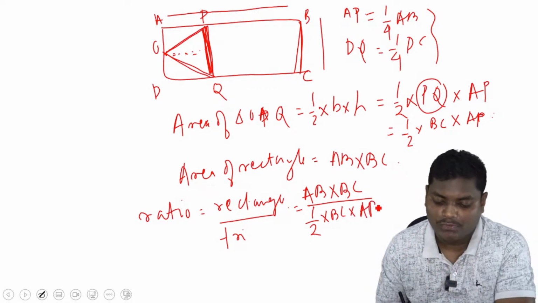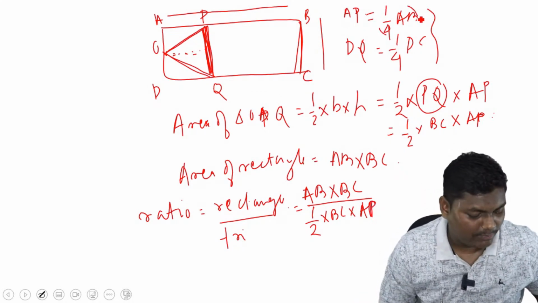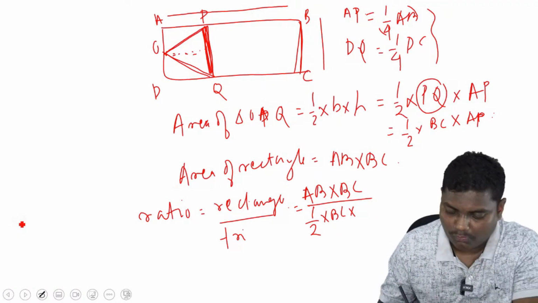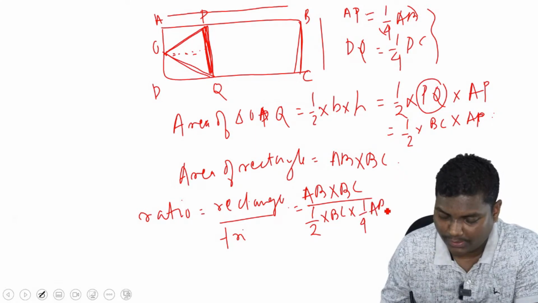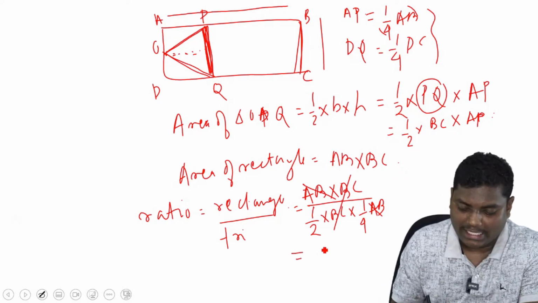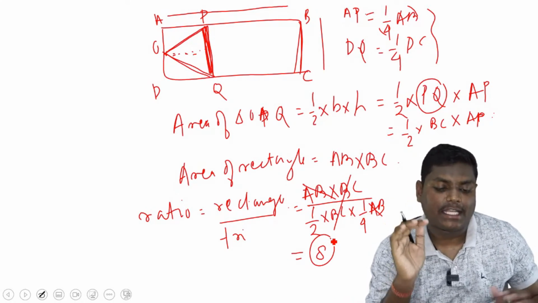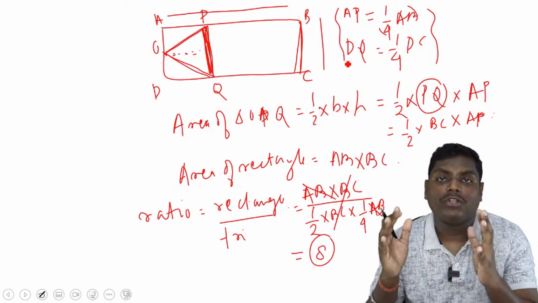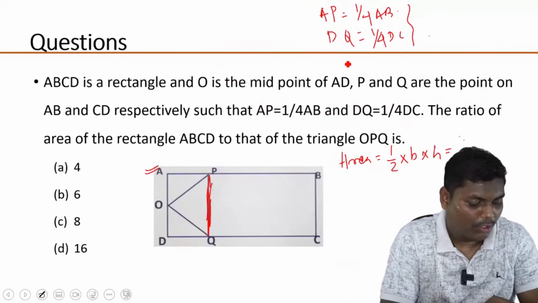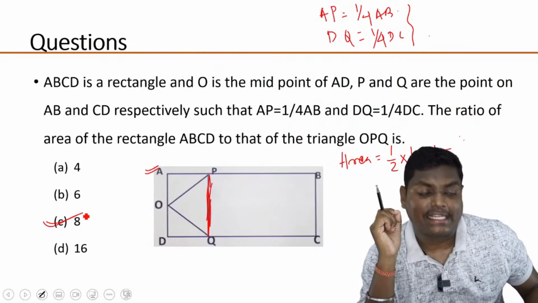But what do we know about AP? We know AP is 1/4 of AB. So in place of AP, we can just write 1/4 of AB. So from this BC will cancel out, AB will cancel out. So it is basically 8 times. Is this question clear for everyone? So you just need to write the formulas and try to divide it and find the ratio. Okay, so the correct option is option C, 8. Now moving to the next question.